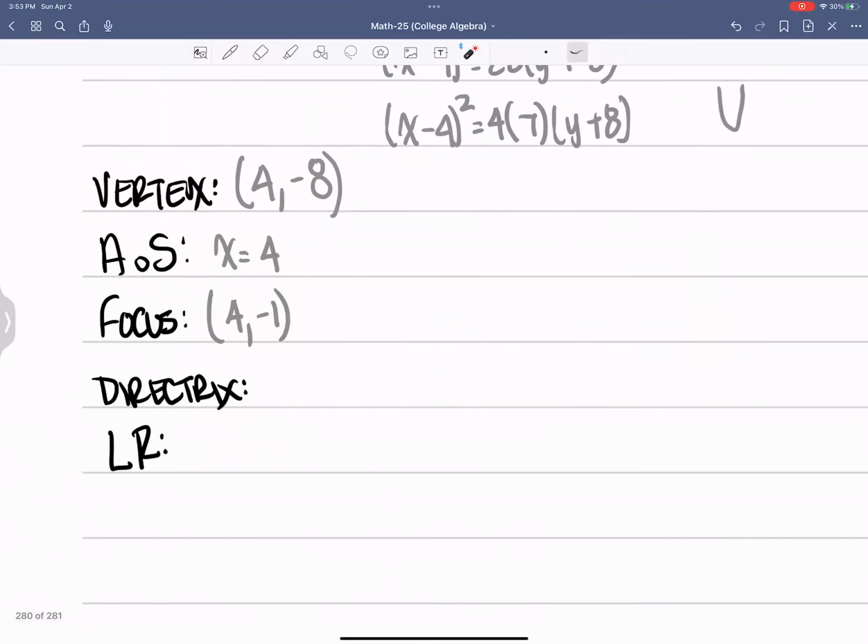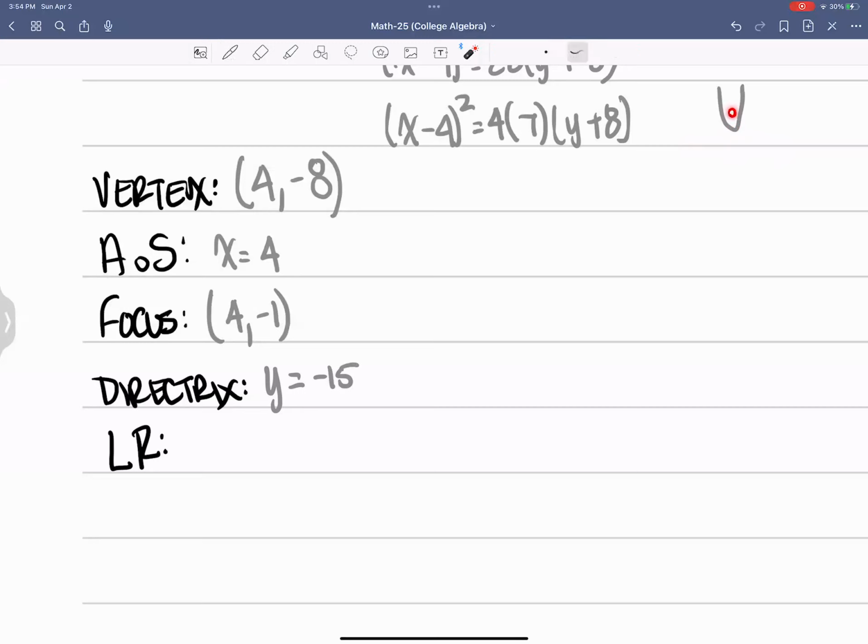Now for the focus, we're going 7 units in the positive direction. So 7 units up. So we're adding 7 to our vertex. So 4 comma negative 8 plus 7 is going to be negative 1. Directrix is going to be y equals, and from here we're shifting down, so subtracting p from the y component of our vertex. So y equals negative 15.